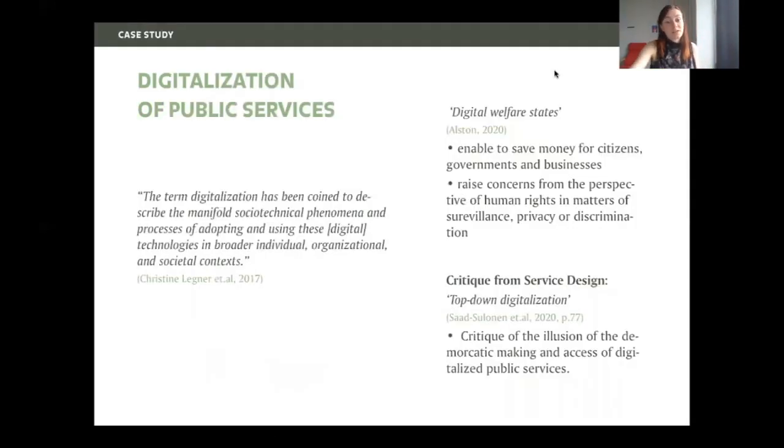The term digitalization is described by Kristen Lagner as a process of adopting technologies in broader contexts. But what is even more interesting in this definition is that she calls it a process. So it's not a result, it's something that is ongoing.